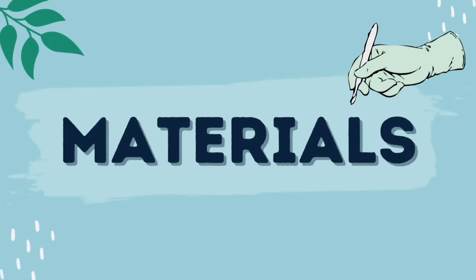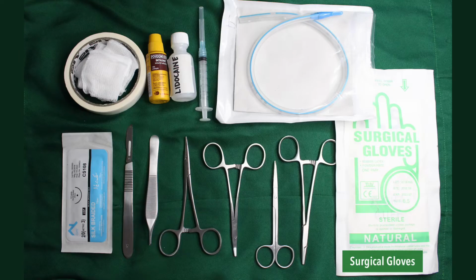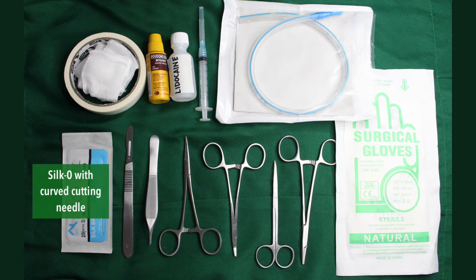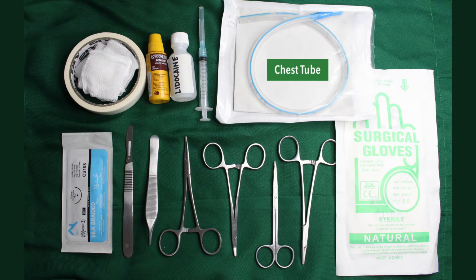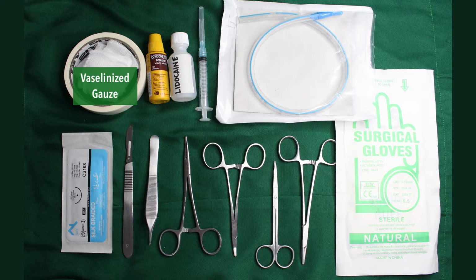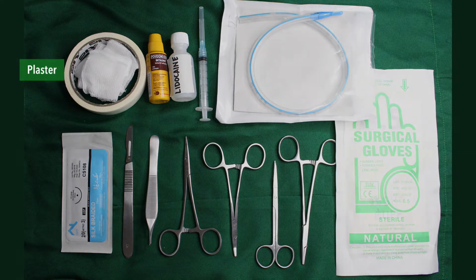These are the materials to be used: surgical gloves, needle holder, surgical scissors, Kelly forceps, tissue forceps, scalpel, silk O with curved cutting needle, chest tube at least 28 French, syringe, local anesthetic, povidone iodine, vaselinized gauze, and plaster.